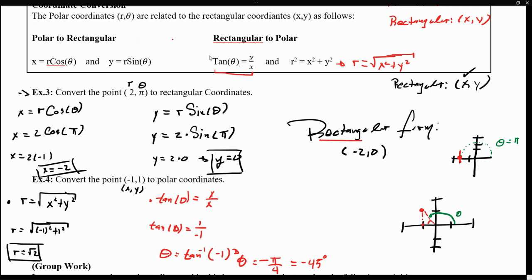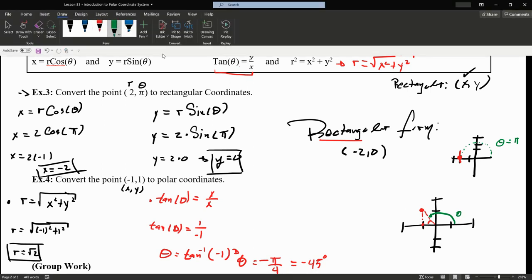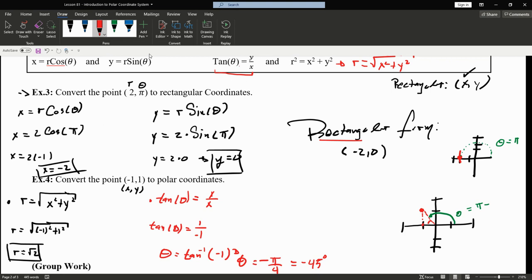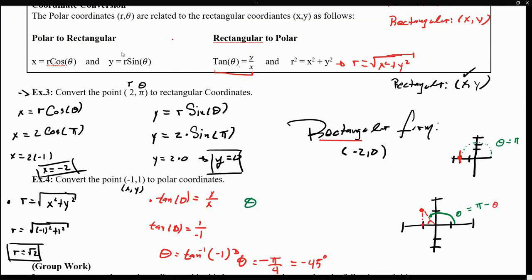Doesn't really matter too much if it's positive or negative at this point. All I know is that this is 45 degrees. But I know that the actual angle that I want to use for my coordinate system should be what is in green. One way to think about it is that it is going to be pi minus the angle that we got in red. So therefore, the angle that I'll be using is going to be pi minus pi over 4.